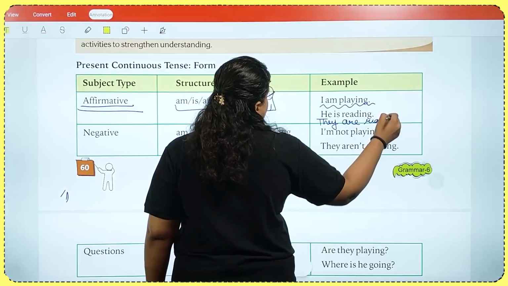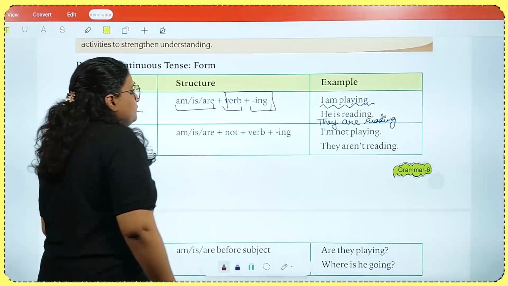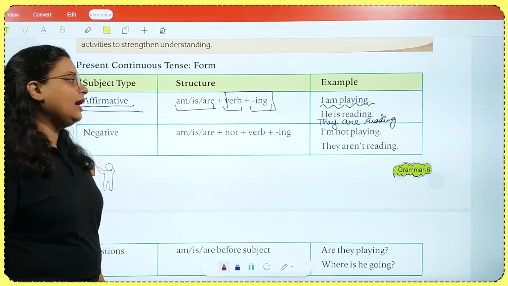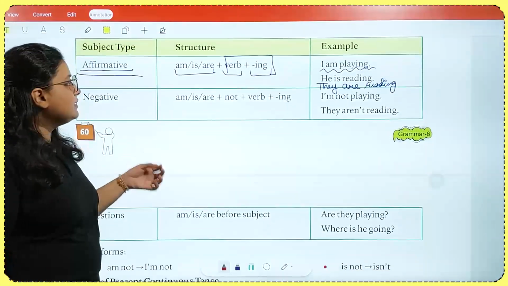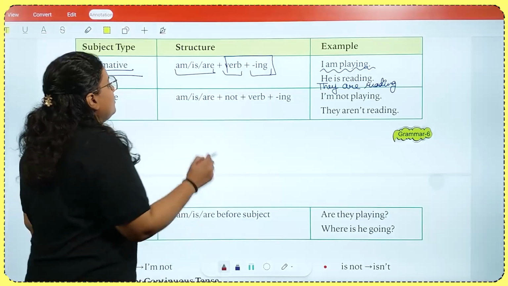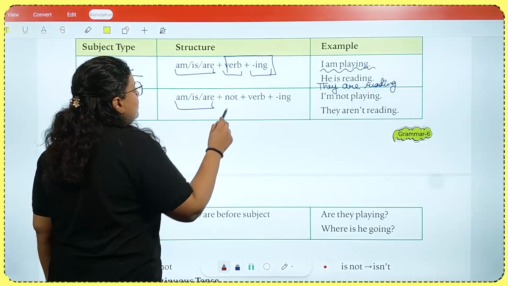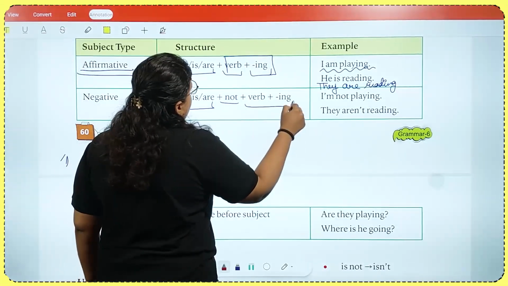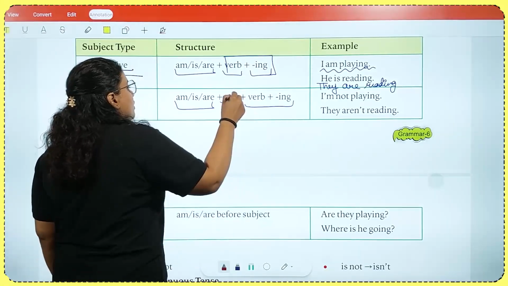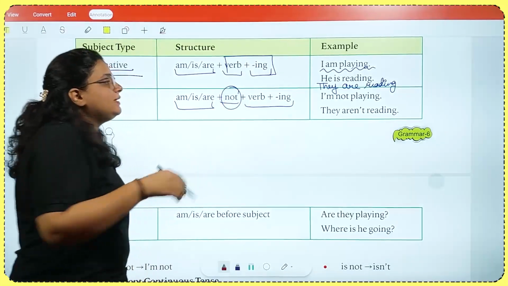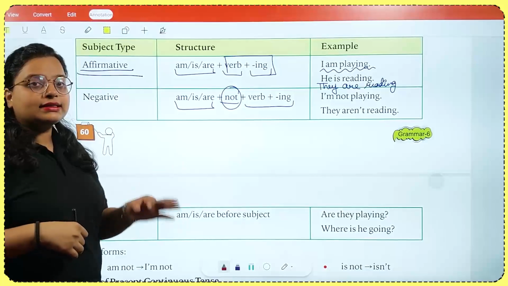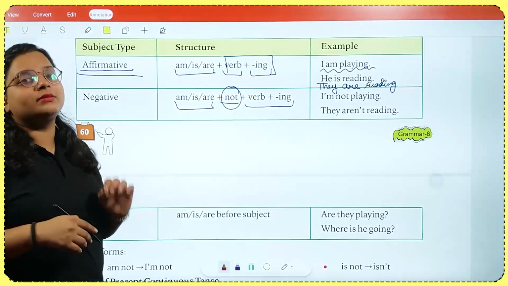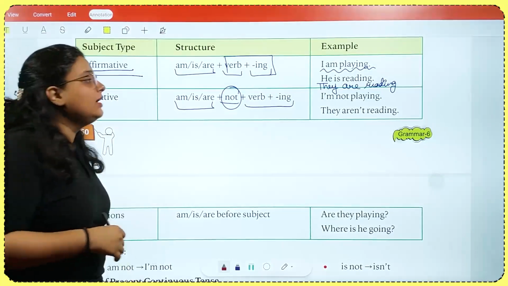Or we could have written they are walking. So if the subject is plural, generally it is "are". And if it is a negative sentence, then also is, am, are, not, verb plus ing. So now the word "not" is telling you that the task or the work is not being completed. The action is not being done.